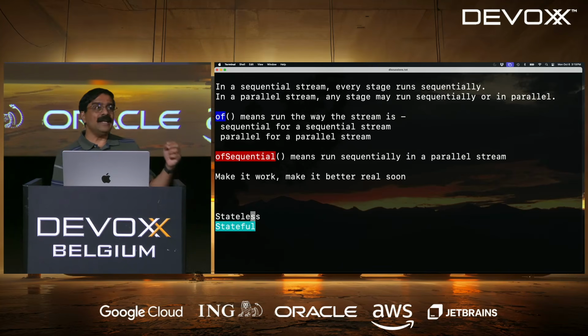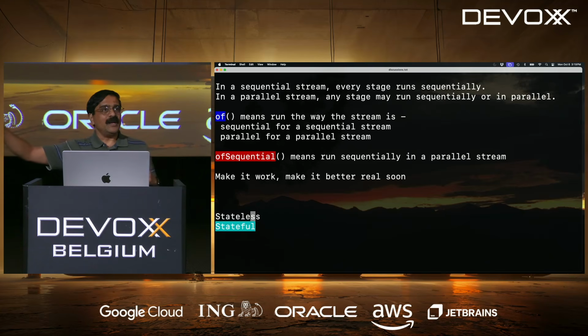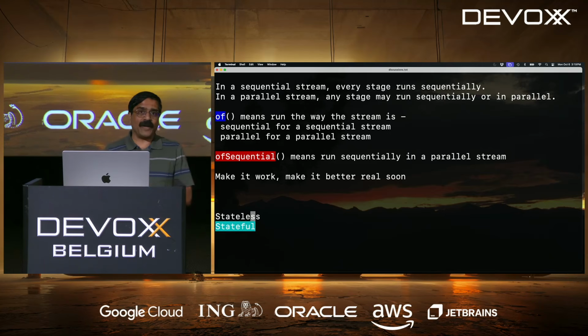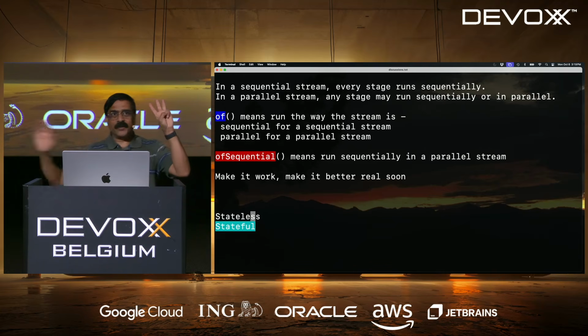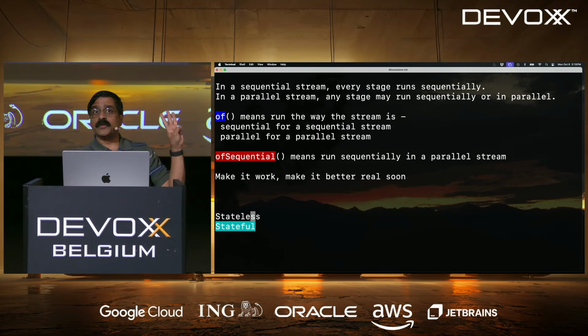Stateful, because a limit has to know how much data has passed through. So state doesn't have to do with the data in the collection. It just needs information that it needs to collect. So a limit says, if I'm limit 3, what do I say? First one, go through. Second one, go through. Third one, go through, stop. So I need to count how many have gone through, right? So that's why it's stateful.